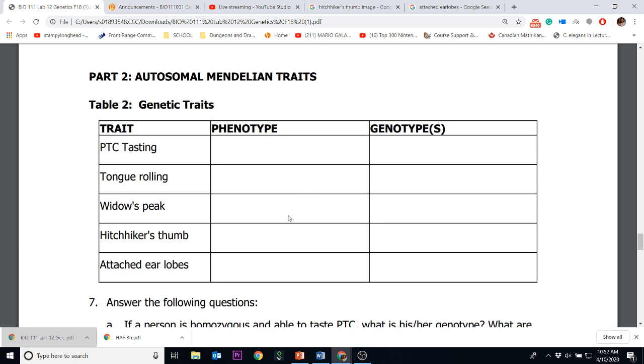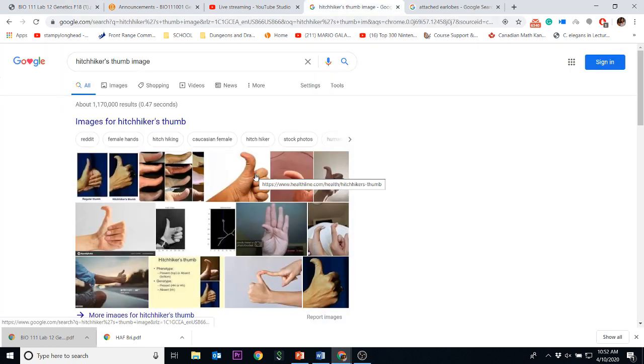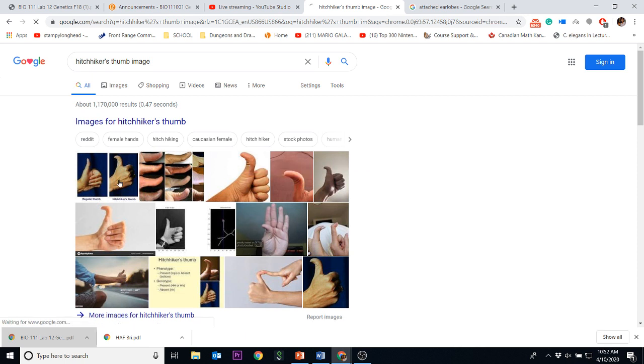And you know what a widow's peak looks like, right? The little pointy peak along your hairline. I'll pull up pictures for hitchhiker's thumb. Can you see that? It kind of looks like this. Your thumb can bend backward by about a 90-degree angle, like these guys here. Can you see it? So this one, let me blow it up.